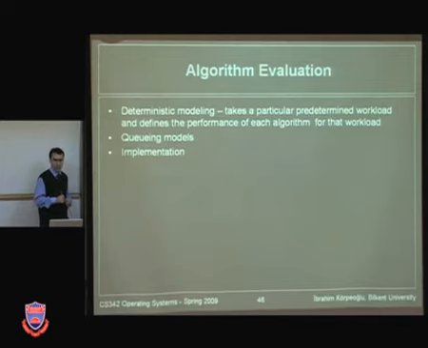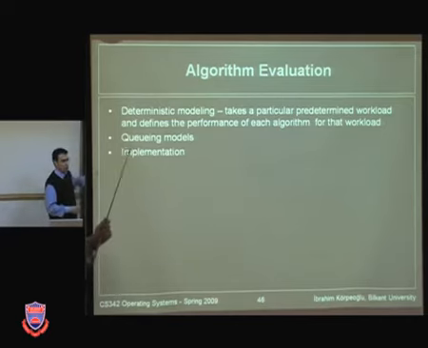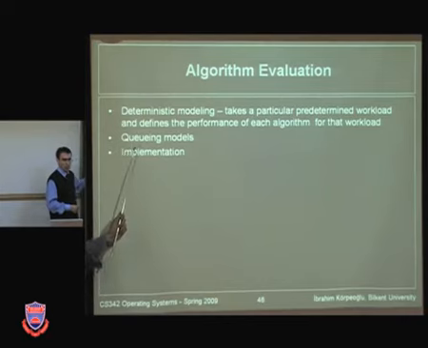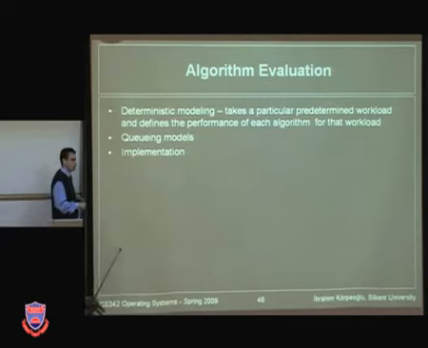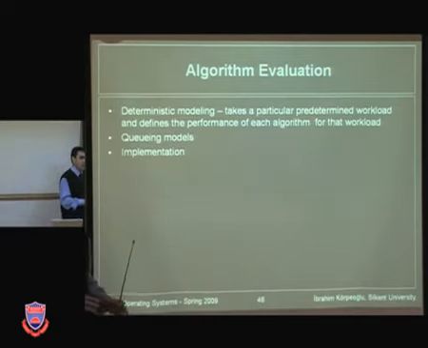So it takes a particular predetermined workload, a set of processes and their CPU times, and defines the performance of each algorithm using a metric like average waiting time for that workload only. So this is deterministic modeling. But here, the number of processes and their CPU times is deterministic, and this may not reflect the reality.